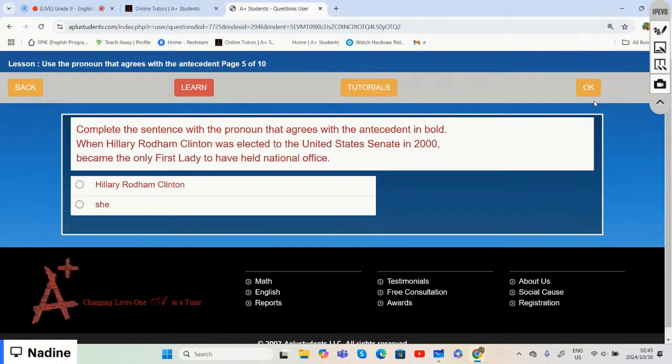And if we were to choose the correct option, we will say, when Hillary Clinton was elected to the United States Senate in 2000, she became the only first lady to have held national office.